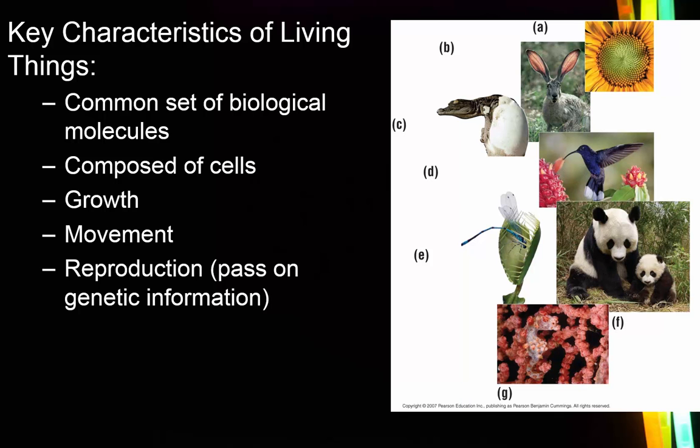And living things reproduce, so they pass on genetic information. DNA is the genetic information that's passed on. And so you're going to have living things make babies, basically, right? And sometimes that can happen asexually. So without sperm and eggs, you can have mitosis occur. We're going to talk about that later on. But living things do pass on their genetic info to the next generation.